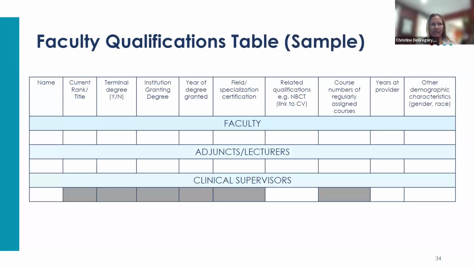Here's an example of a table that you might use. So you can see you've got your faculty, you might have your part-time or adjuncts separated out, and your clinical supervisors, right? That makes sure the people who are doing the observations actually have the background experiences necessary. So you can see everything from their name, rank, if they've got a terminal degree, where it came from, when they got it, and their field, their specialization.